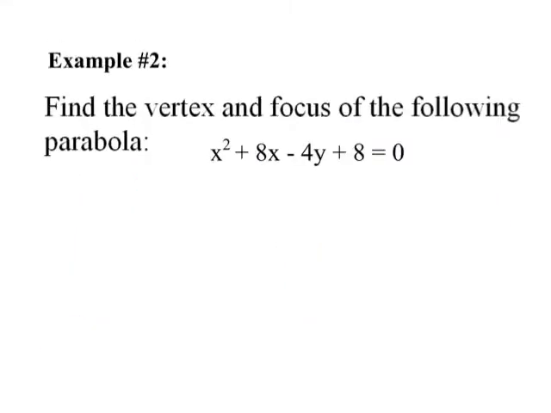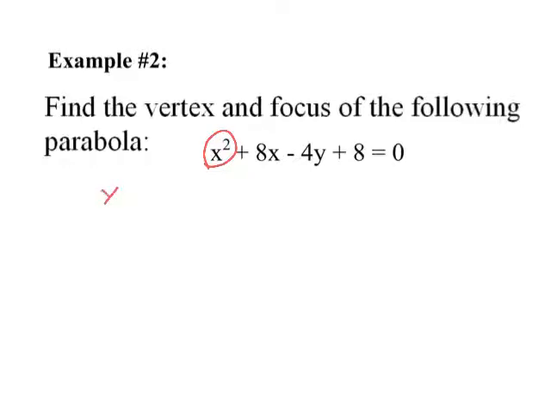In the second example, we have the equation in general form, and we need to find the vertex and focus of this parabola. First of all, I want you to know that it is a parabola because you have an x squared term, but you do not have a y squared term. So immediately, with an x squared term, I want you to think, all right, this parabola is opening up or down. We don't know yet until we go through the work. So we are going to complete the square.